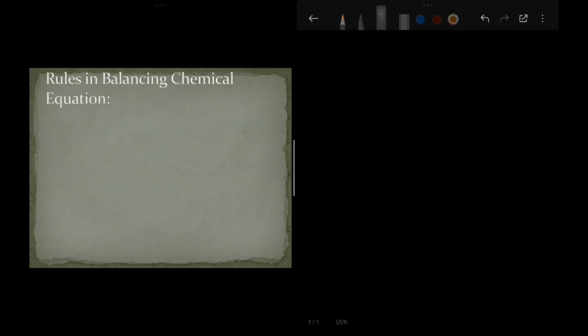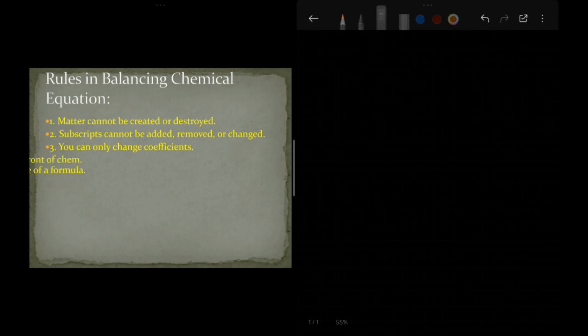Now, the rules in balancing chemical equations. First, take note that matter cannot be created or destroyed. Subscripts cannot be added, removed, or changed. You can only change coefficients. Coefficients can only go in front of chemical formulas and never in the middle of a formula.